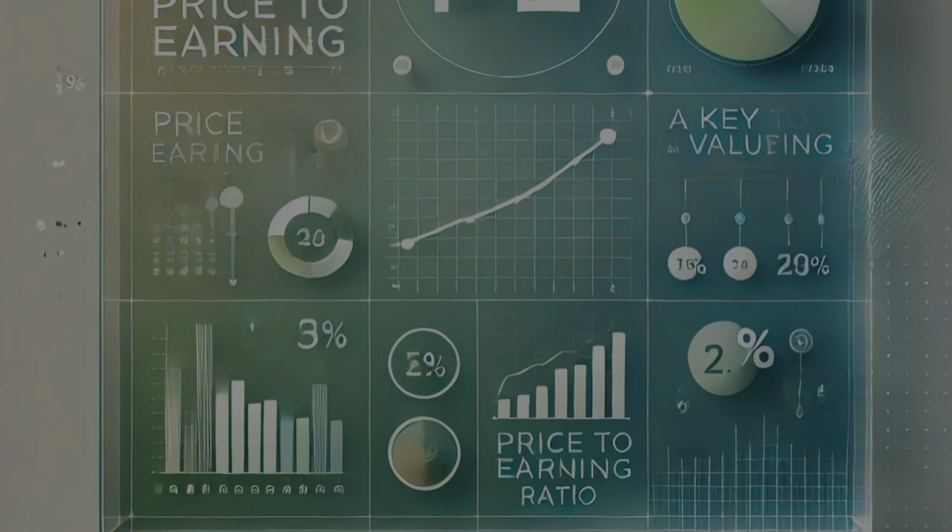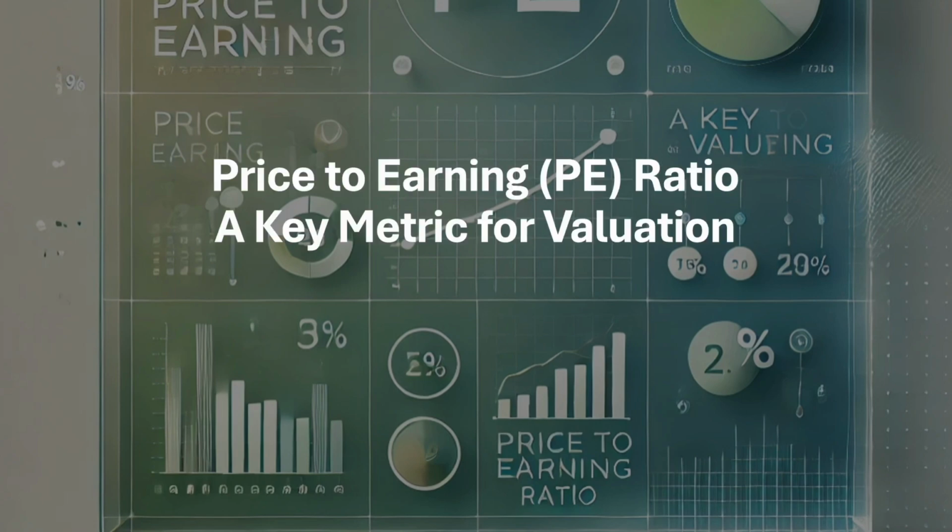Today we are talking about price to earnings ratio, also known as PE ratio, one of the most essential tools for stock market valuation. It's like a price tag for a stock, helping you decide if it's a good deal or overpriced. But don't worry, we'll break it all down for you.